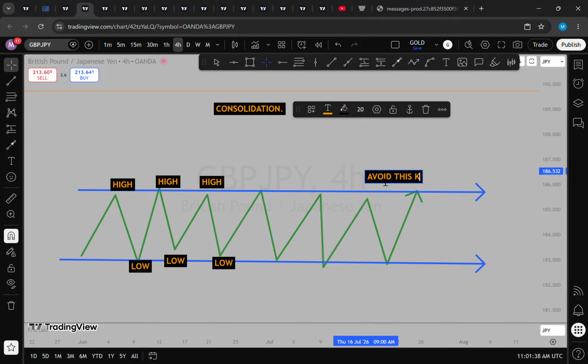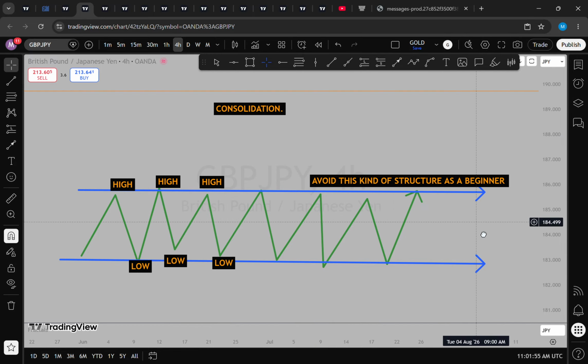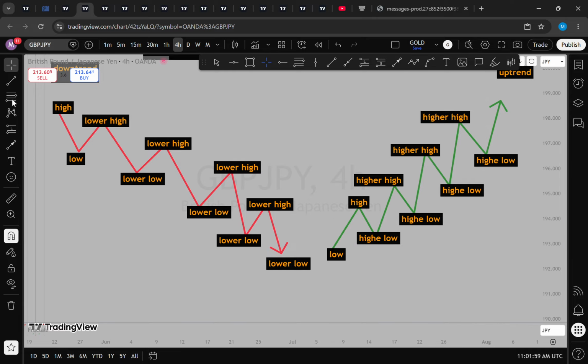Avoid this kind of structure, let's say as a beginner. Avoid that kind of structure. Currently right now, these are our swings. These are the basics. These are uptrends.